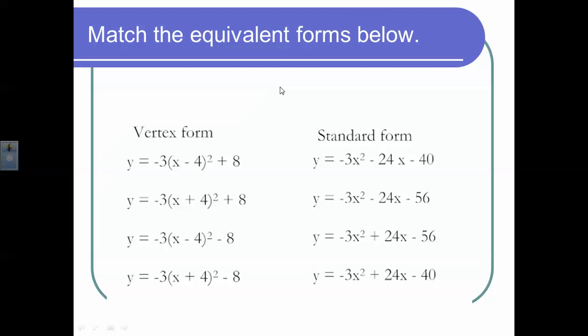So what I'm going to do now is very much the same as I did earlier, a little bit less because now I'm giving you 4 different vertex forms and 4 standard forms, and I want you to once again match up the forms here. And once again, they're very similar, because I want you paying specific attention to how you distribute your positives and negatives, and make sure you pay attention to all those subtle details in a problem. So go ahead and pause the video, and then match those up.